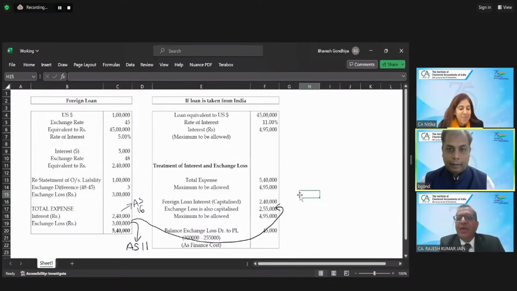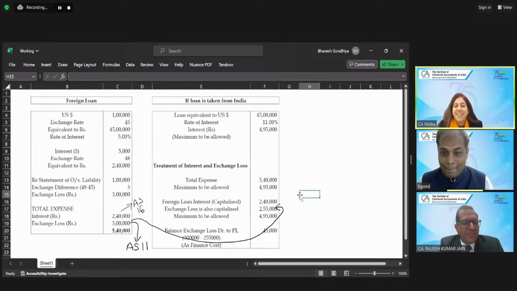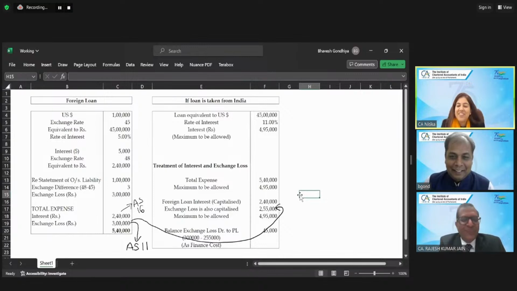Yes, sir. Rajesh sir, actually Bhaveshji did not want it to be a vanilla question. So he added toppings to it. But anyways, it did add to our knowledge and to the question itself. So moving on to the next question, Rajeshji.